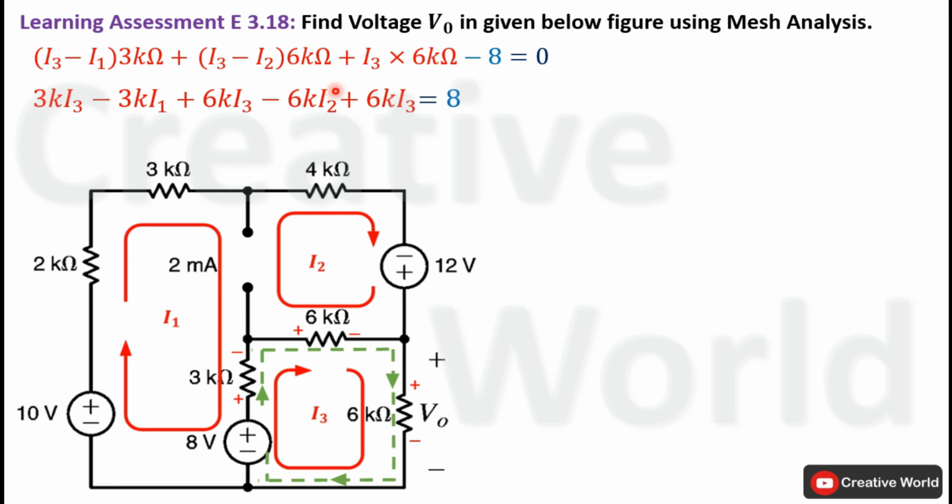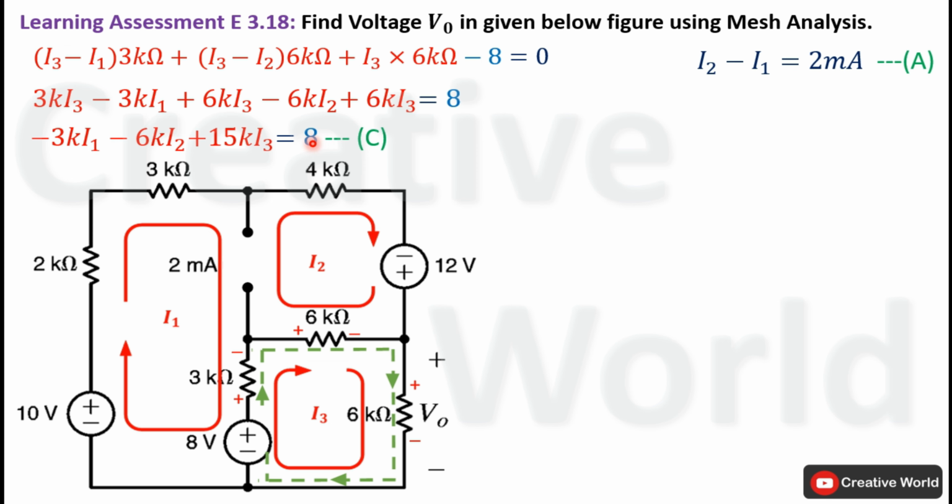Now add the same variables together. The equation will become minus 3k I1 minus 6k I2 plus 15k I3 equal to 8, and this equation will be labeled as equation C because it cannot be further solved for now. Up to this point we have three equations.